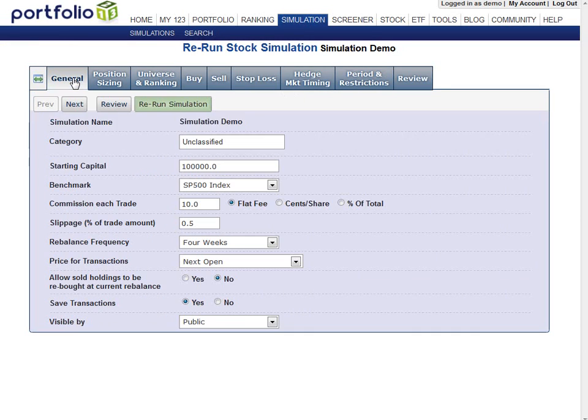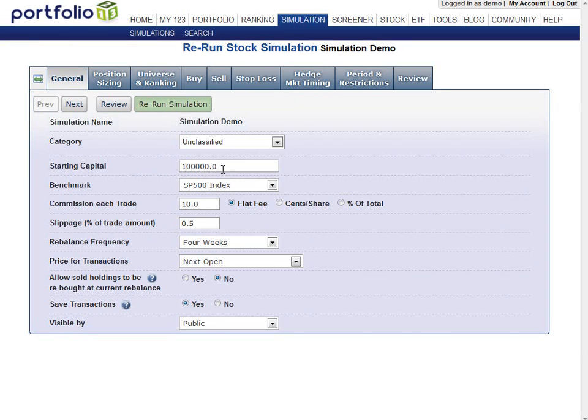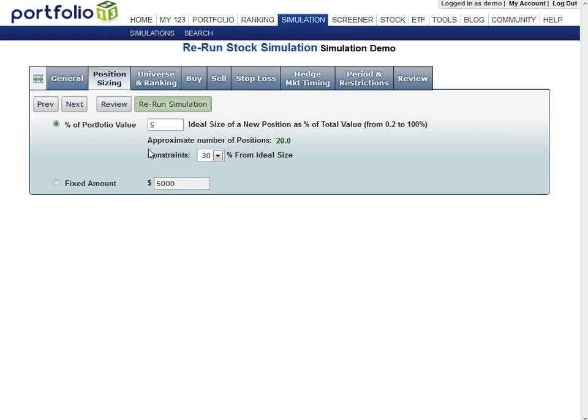Now, to get started, you specify the initial size of the portfolio, the benchmark against which you would like to compare it, your commission assumptions, trading costs, your rebalance frequency. Over here, you indicate how big you would like the portfolio to be in terms of number of shares. At present, this demo simulation has been set to hold 20 positions.